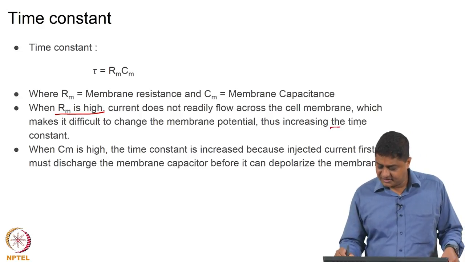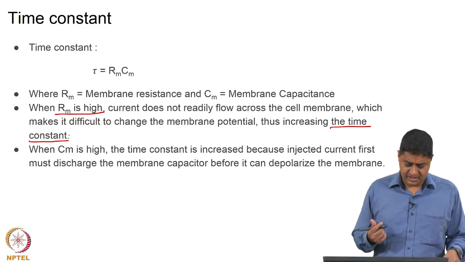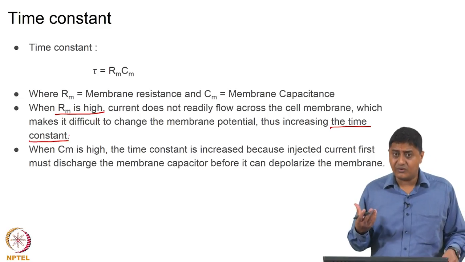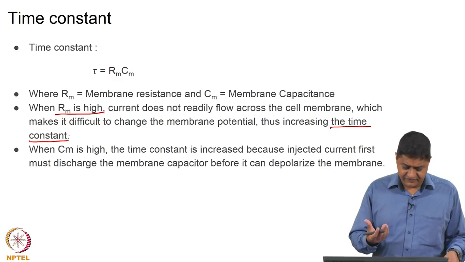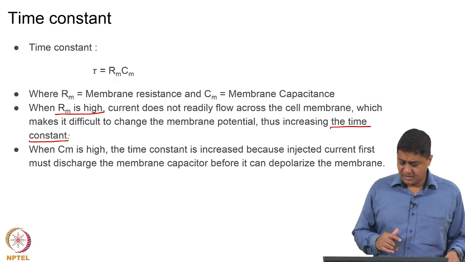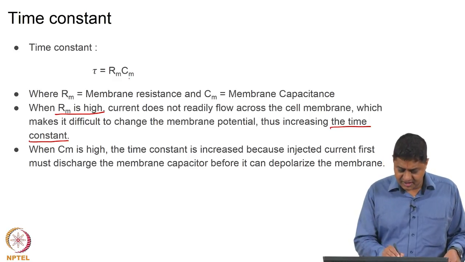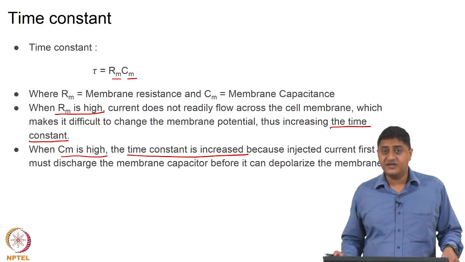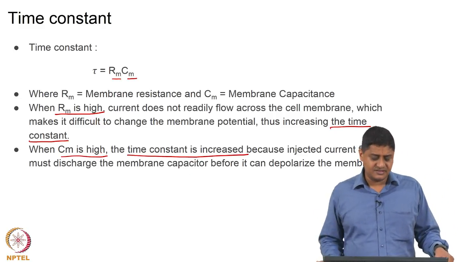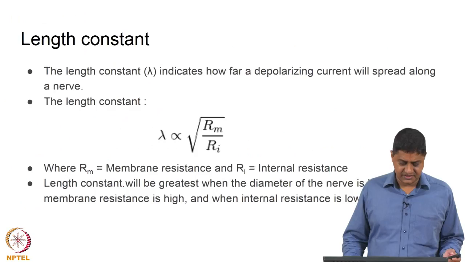Thus, increasing the time constant. So, when Rm is high, basically time constant is high. When Cm is high, what happens is that the injected current must essentially first discharge the membrane capacitor before it can depolarize the membrane. So, essentially when Cm is high, then tau is high. So, both Cm and Rm increase tau due to these physical reasons, right.